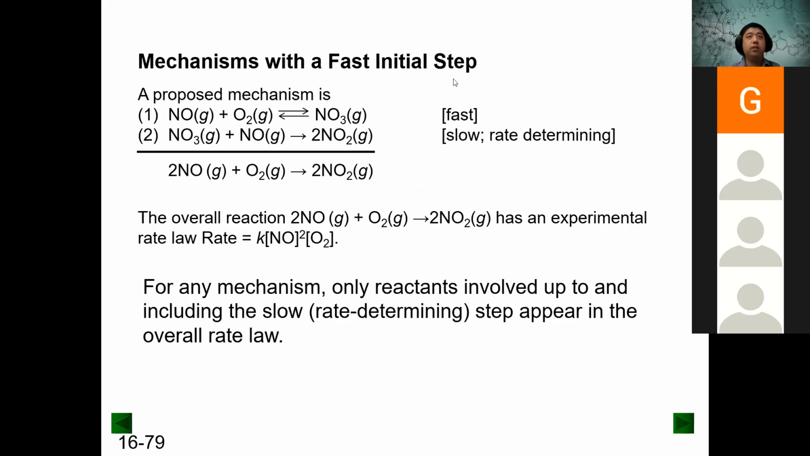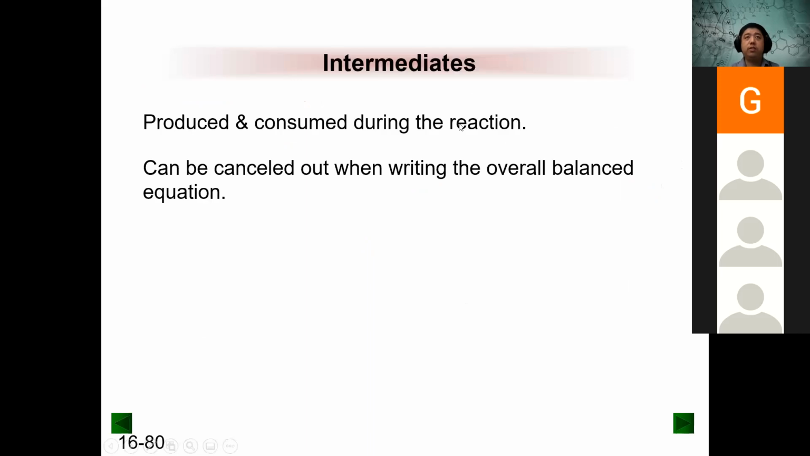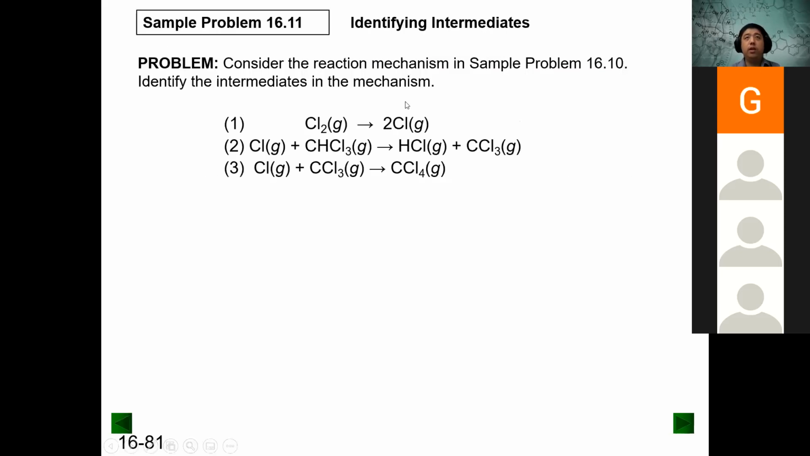Okay, with that said, let's talk about intermediates. Sometimes intermediates are things that are produced in the reaction and consumed in the reaction. And you usually cancel them out because when you write the overall balance equation, they show up on the left side and the right side, and then you can remove them. Okay. So in their previous example here, which one of these is my intermediate? It is produced in the reaction and consumed in the reaction, and it never shows up in my overall balance equation.